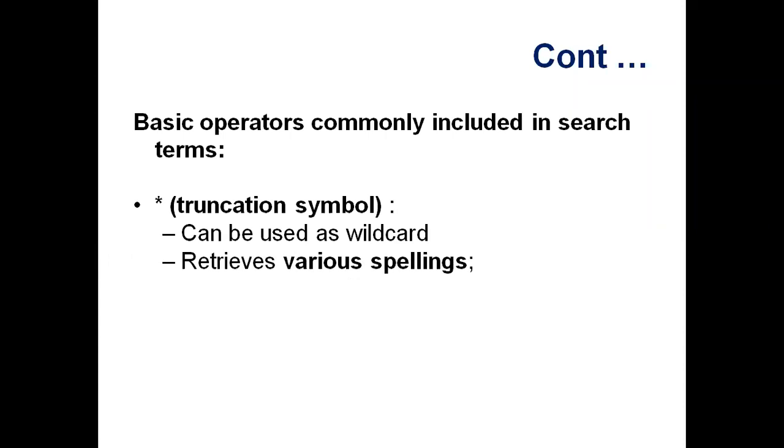If we have written part of a spelling but are unclear about the last two or three letters, we are unsure about the correct spelling, so we write a portion of the spelling and then put the asterisk at the end of it. All the words containing those initial letters will be retrieved.